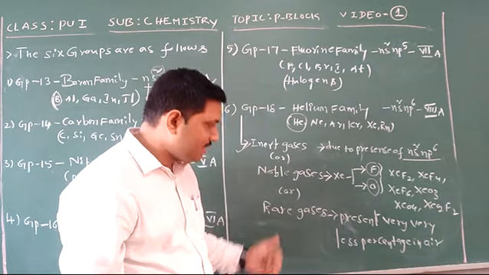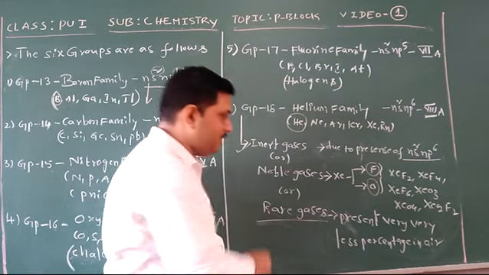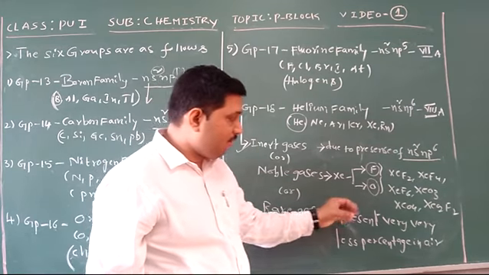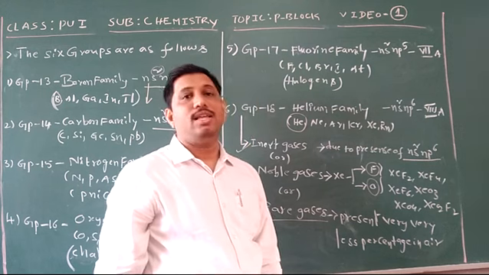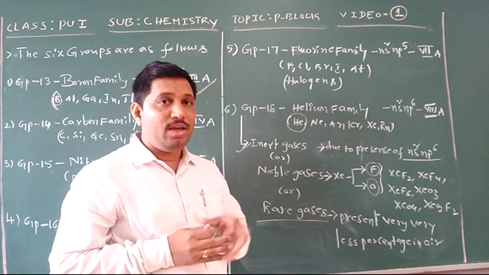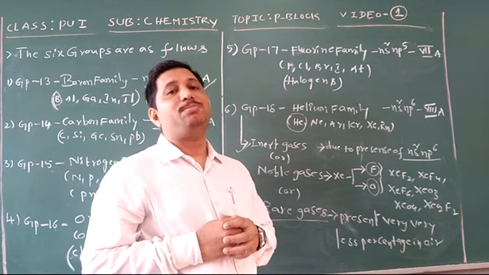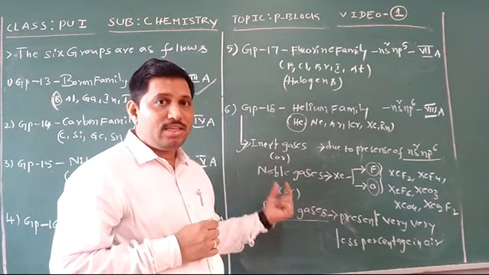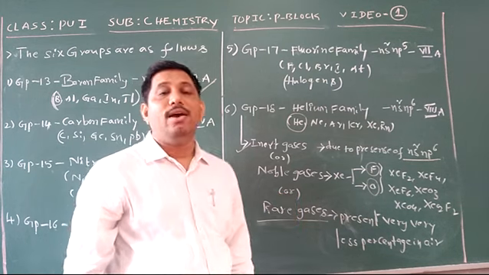And these inert gases are also known as rare gases because they are present in a very small percentage in the air. The percentage of abundance of inert gases in the air is very low. Due to this reason, these inert gases are also known as rare gases.